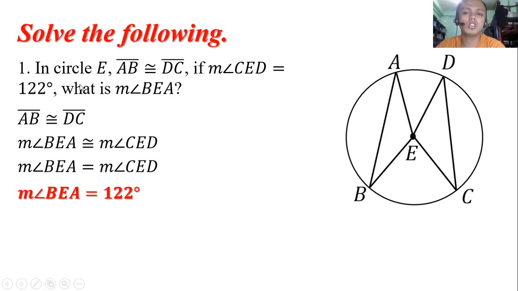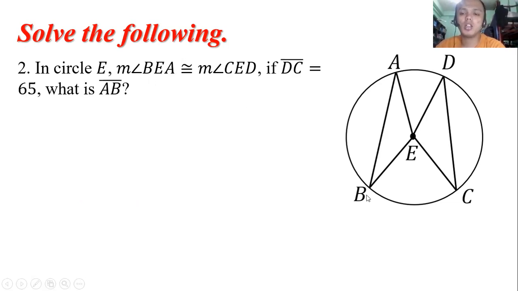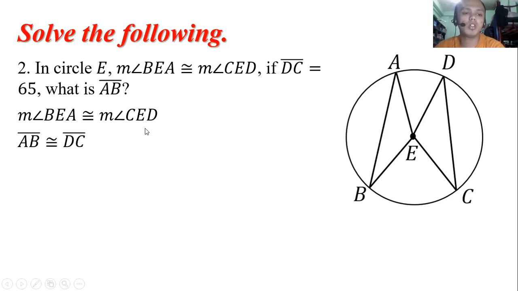Number 2, in circle E, measure of angle BEA is congruent to measure of angle CED. If DC is 65 degrees, what is your AB? Okay, yung DC natin is 65, what is your AB? Again, madali lang naman. Measure of angle BEA is congruent to measure of angle CED. Then the corresponding chords are also congruent and equal. Your DC here is 65, therefore your AB is also 65 degrees.